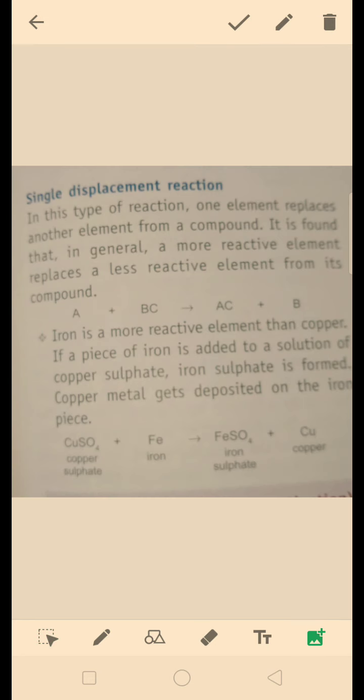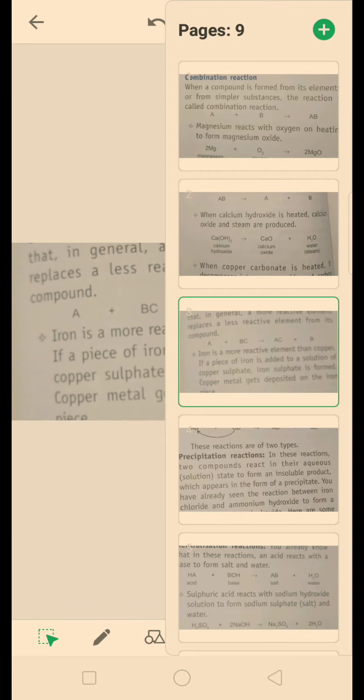Now let us see the next one. This is single displacement. For example, A plus BC: B is being displaced by A and it forms AC plus B. So in this type of reaction, a more reactive element replaces a less reactive element. For example, iron plus copper sulfate forms iron sulfate plus copper.